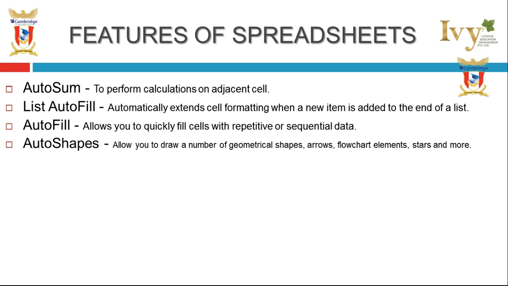Then next is auto shapes, which allow you to draw a number of geometrical shapes, arrows, flowchart elements, stars, and many more. So this is another feature of spreadsheet software to draw graphical shapes also. Wizards. Wizards guide you to work effectively, step by step. That means a wizard is an environment that helps guide you through a long process step by step by using different dialog boxes.